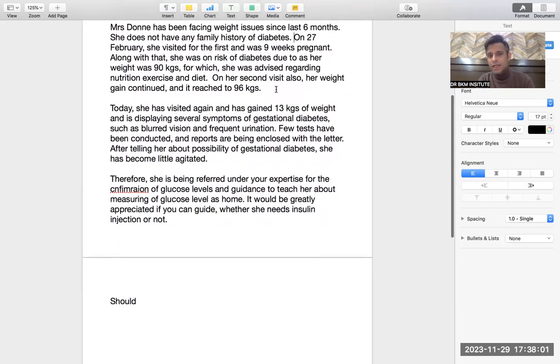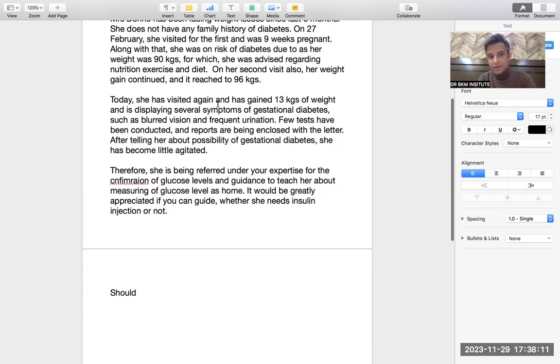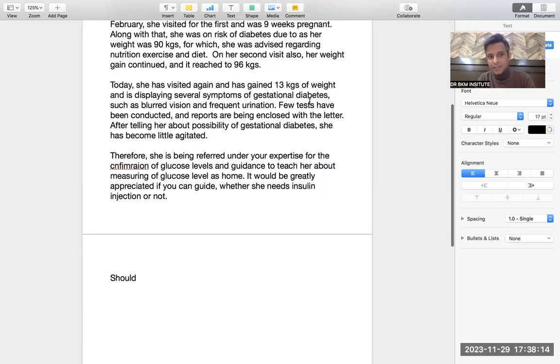On second visit, it reached to 96. Today, she has visited. Now, it is not important to tell the diabetes specialist that we referred the patient to a nutritionist. She did not go, because the diabetes specialist doesn't want to know about this thing. He wants to know what the weight is. Today, she has visited again, has gained 13 kgs of weight.